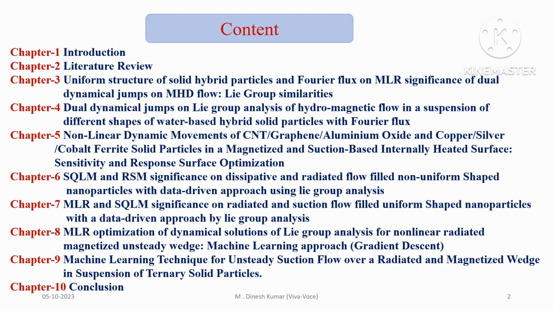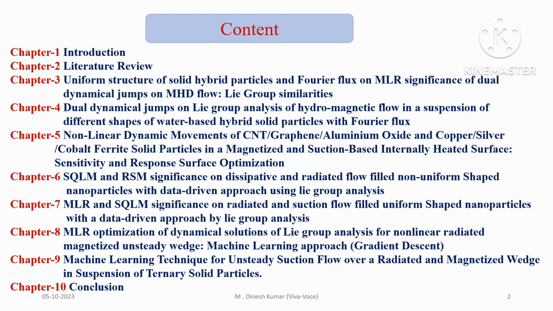In chapter 3, I considered ternary hybrid nanofluid, where 3 nanoparticles of uniform shape are mixed with the base fluid, and the effects I considered are heat source and sink and magnetic effect. Statistical analysis, the multilinear regression technique, has been applied. In chapter 4, in ternary hybrid nanofluids, I considered particles with different shapes like spherical, cylindrical, and platelet. Effects applied are heat source and sink and magnetic effect, and multilinear regression has been applied. In chapter 5, nanoparticles are considered with different shapes like spherical, cylindrical, platelet, and the response surface technique and sensitivity analysis have been applied.